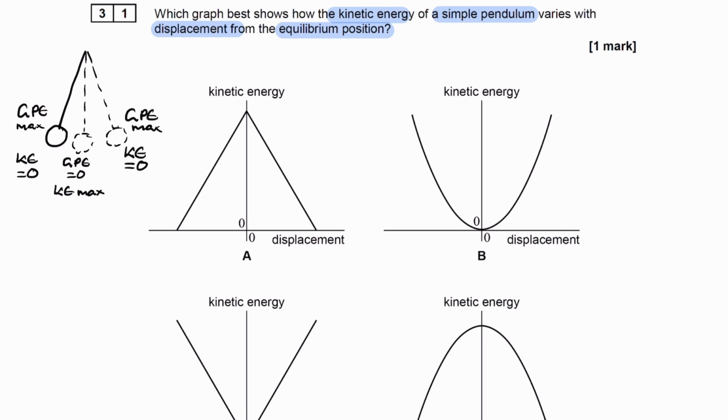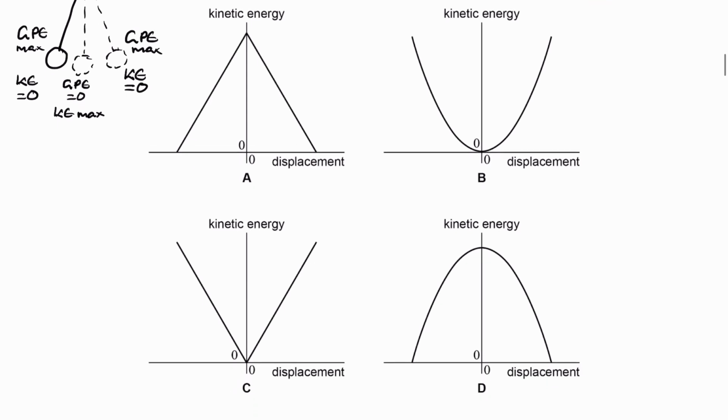Okay, so we've identified that the kinetic energy is zero for max positive and max negative displacement, and the kinetic energy is a maximum for zero displacement. Or in other words, it's max in the middle, zero at the ends. So there are two graphs here that satisfy that, A and D. The answer would be D.